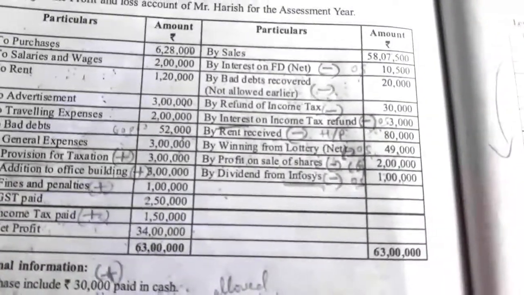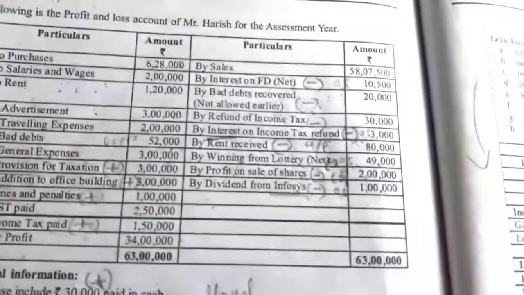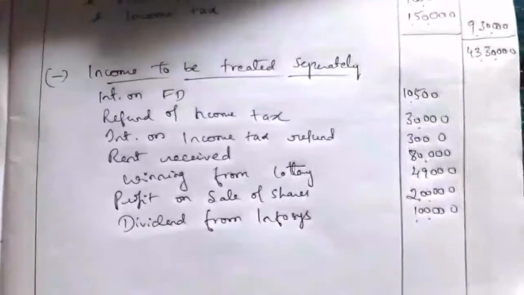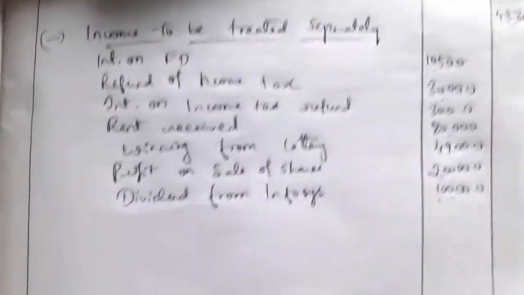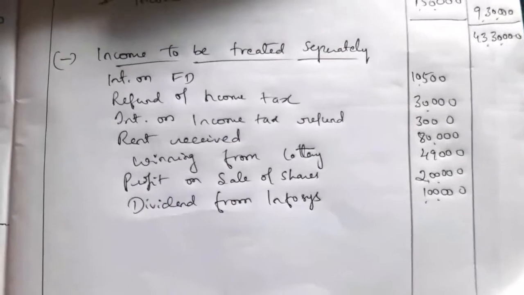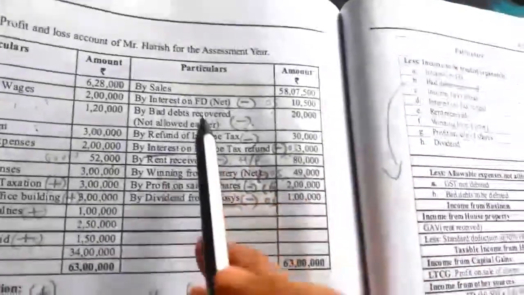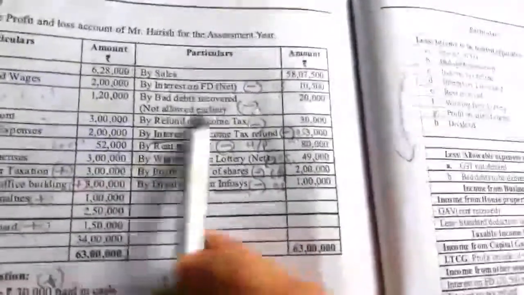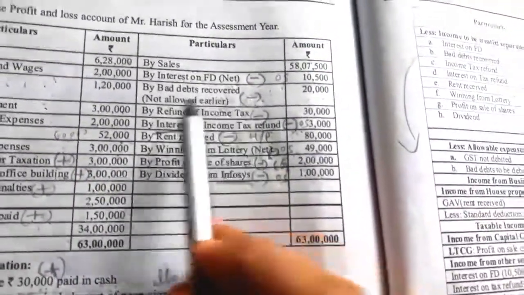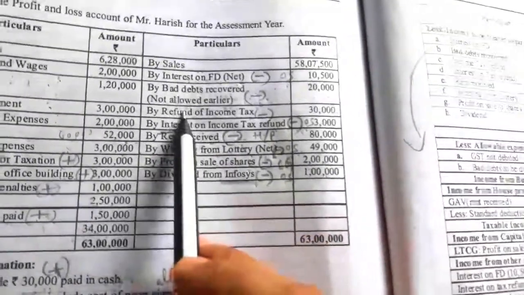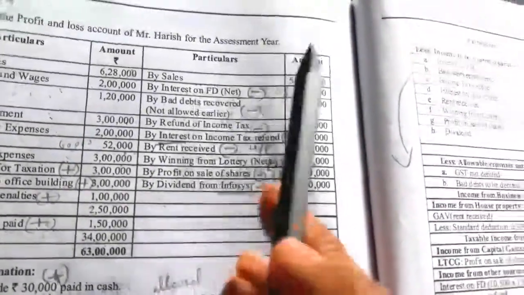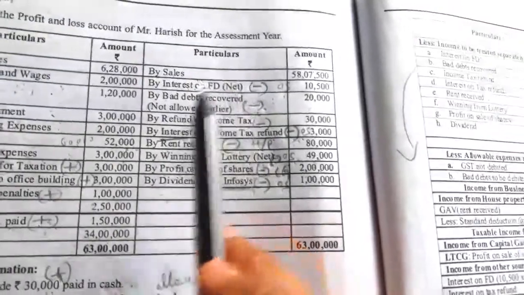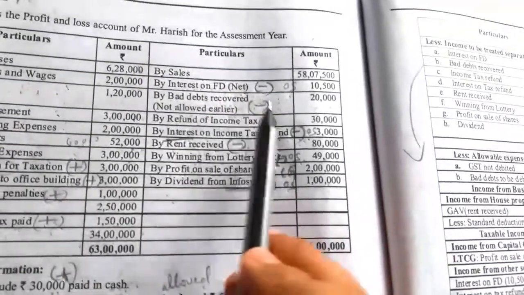Then winning from lottery is not a business income, it should be taken here as income to be treated separately. Then profit on sale of shares and dividend from Infosys. All the values we have to take excluding the sales. Bad debt recovered also we have to take, but at the end. In the previous problem we have not taken bad debt recovered because bad debt recovered allowed earlier was given, so it should not be deducted. Bad debt recovered disallowed earlier or not allowed earlier, we have to deduct.